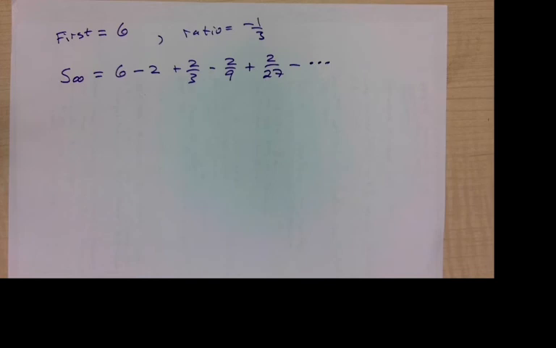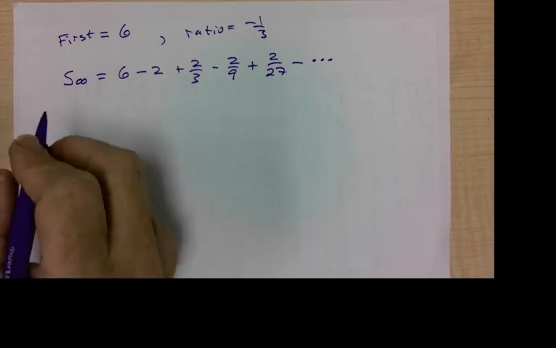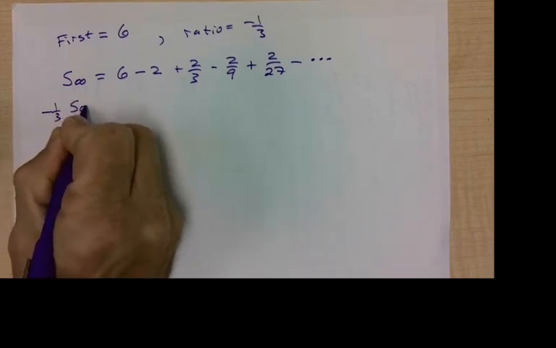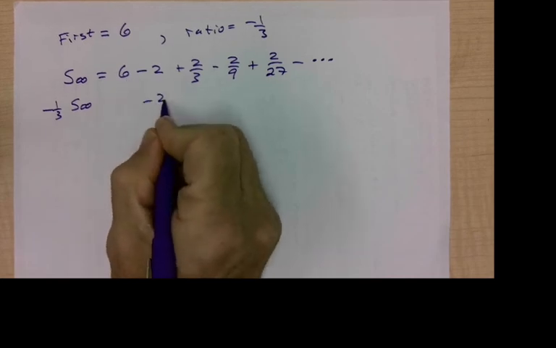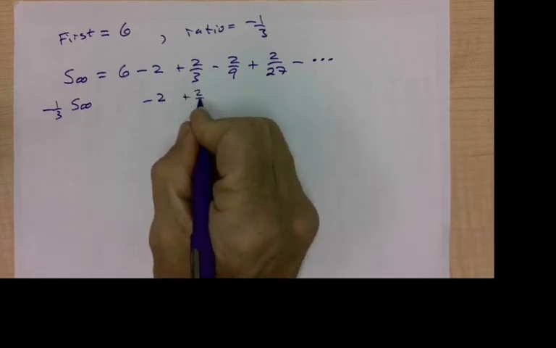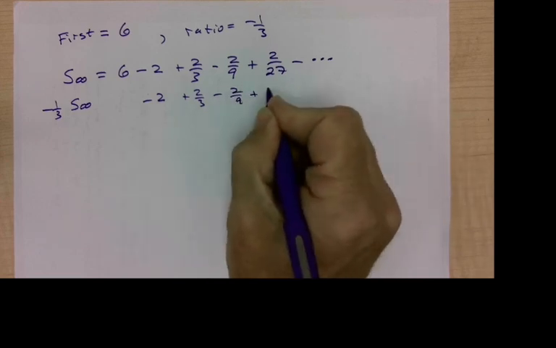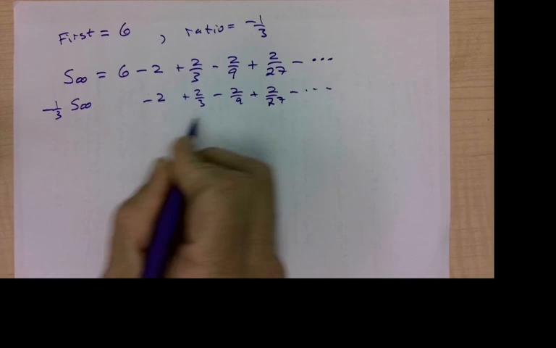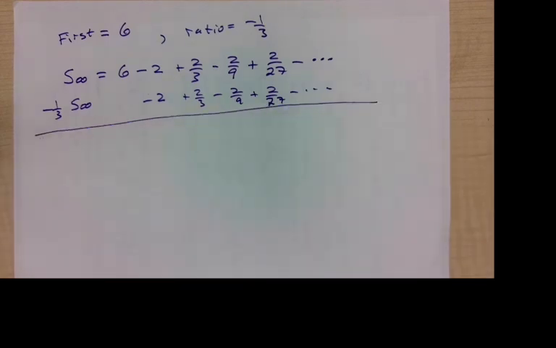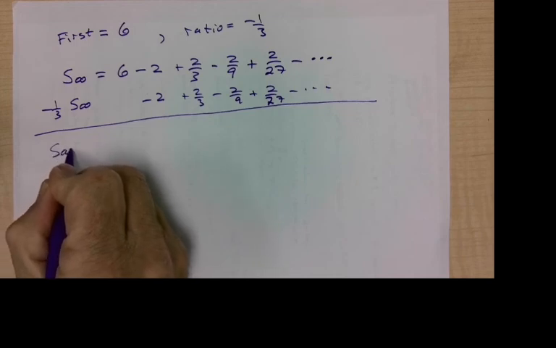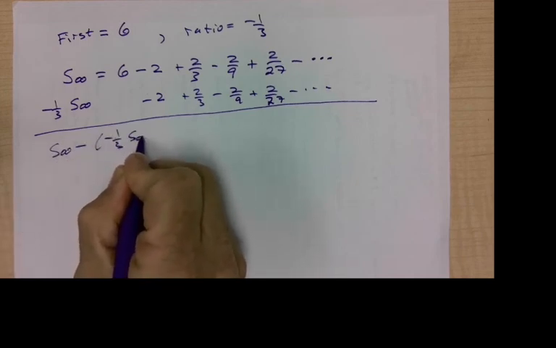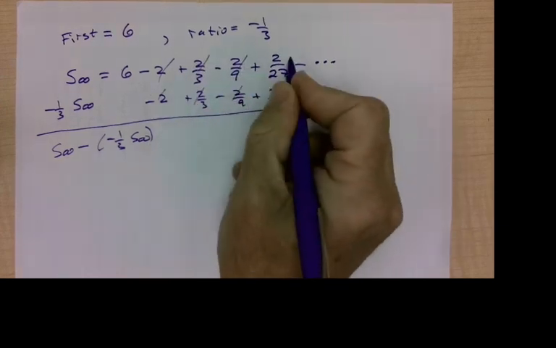Now I could call that S infinity, and then I am interested in knowing what that's going to be. So what am I going to do? I'm going to take a look at negative 1/3 of S infinity. Negative 1/3 of 6 is negative 2, so you'll see everything has just been shifted. Plus 2/3 minus 2/9 plus 2/27 and so on. So if I subtract them, S infinity minus negative 1/3 of S infinity, everything's gone except the 6.